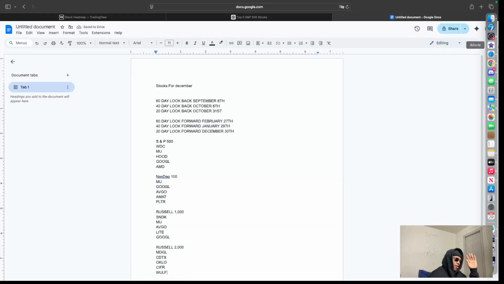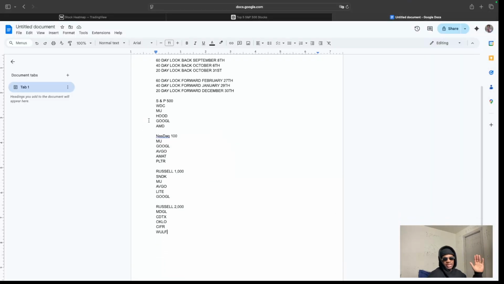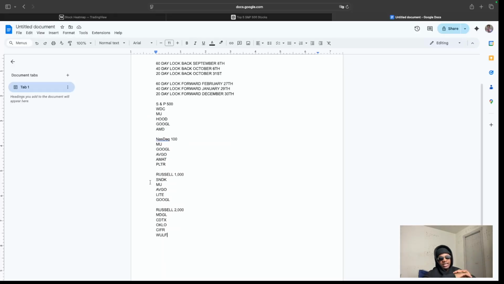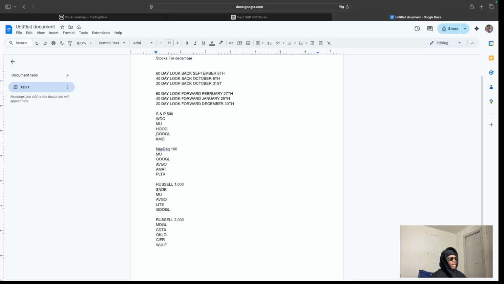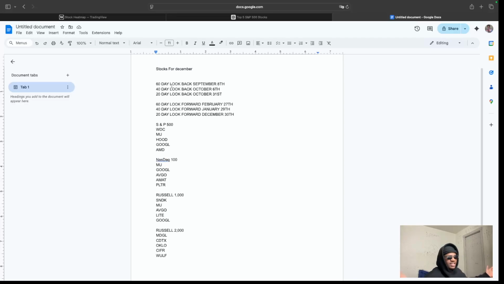Now, based off of all of these top four, S&P, Nasdaq 100, Russell 1000, Russell 2000, this gives me a broad view of what's really actually moving, what stocks are really moving the market based on all of these indexes or ETFs or whatever you want to call it, bro. So basically, I know what the top things are and what I'm looking for coming into this month of December. And this is not it. This is just the beginning of what stocks I'm going to look at.